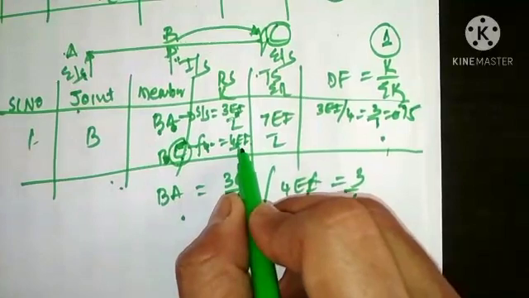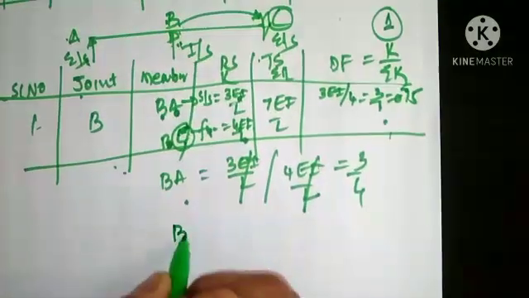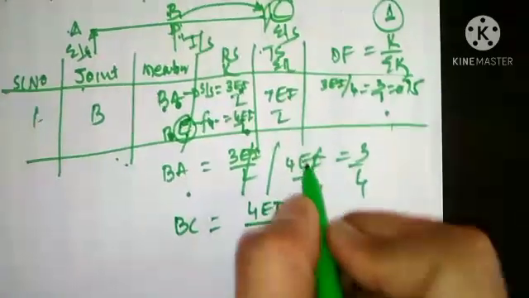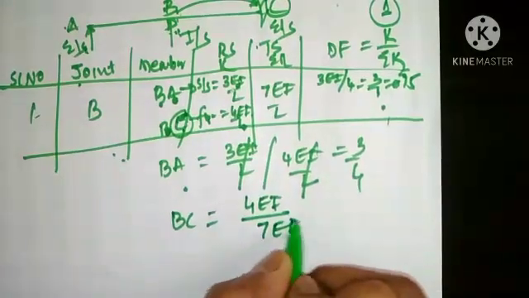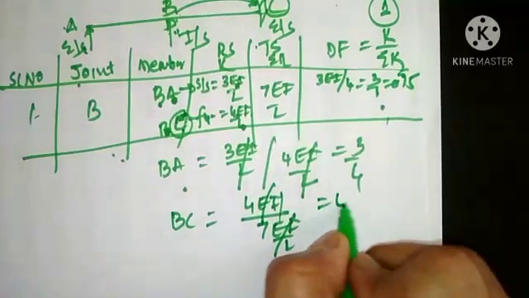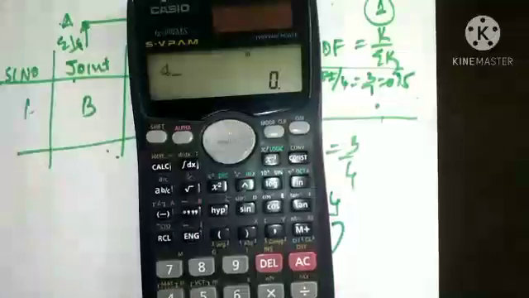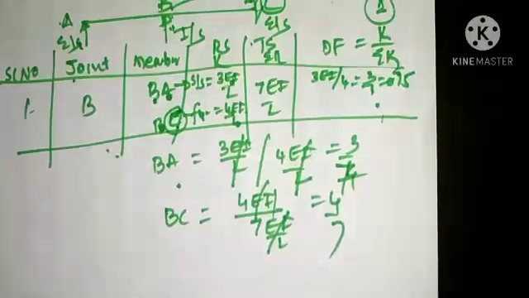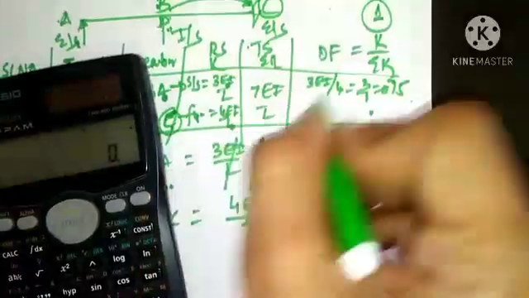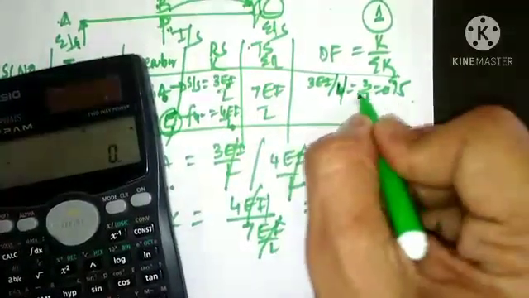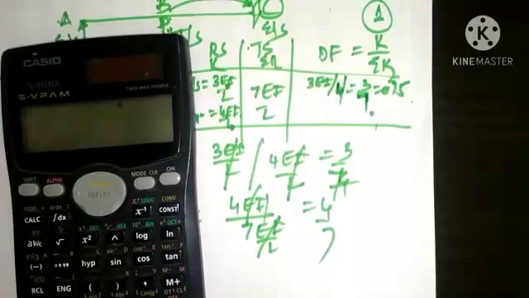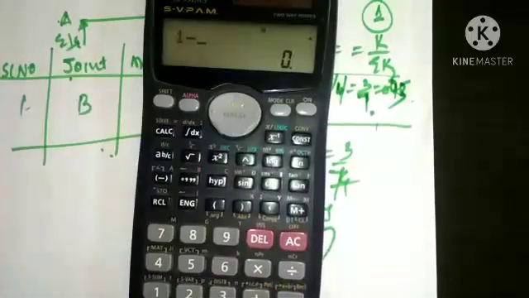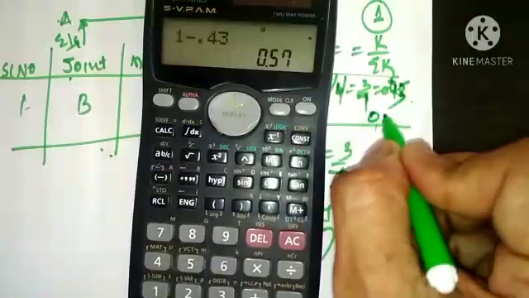Likewise here, if you take this particular case, for BC, K value is 4EI by L and total stiffness value is 7EI by L. So if you cancel, it is 4 by 7. For the other member, it is 3EI by L divided by 7EI by L, 3 by 7. Please check again, it should come as 0.43. Now 1 minus 0.43 should give 0.57.